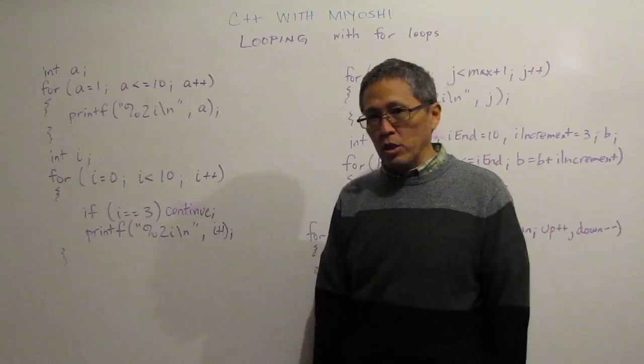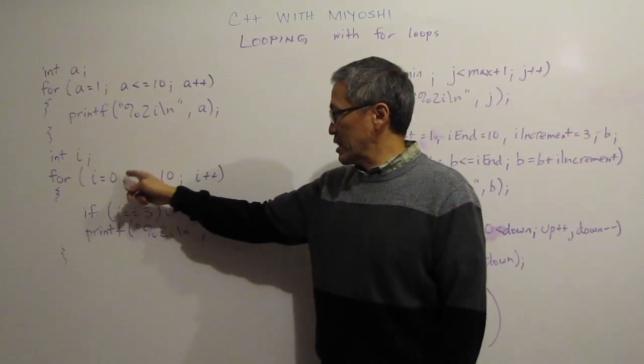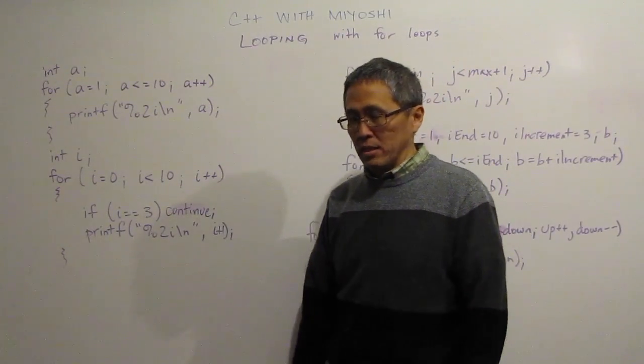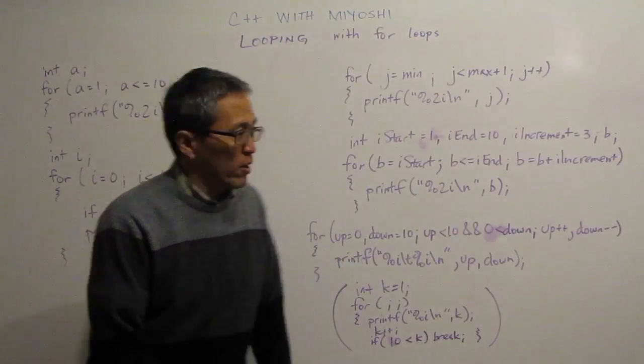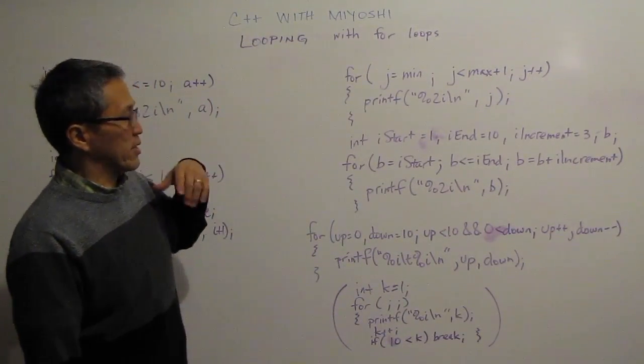This continue works with loops. Again, all it does is take you to the top of the loop. And in the case of a for loop, it will increment before it checks your looping condition. Okay, here's a couple more for loops. These are a little bit different, but still the same.